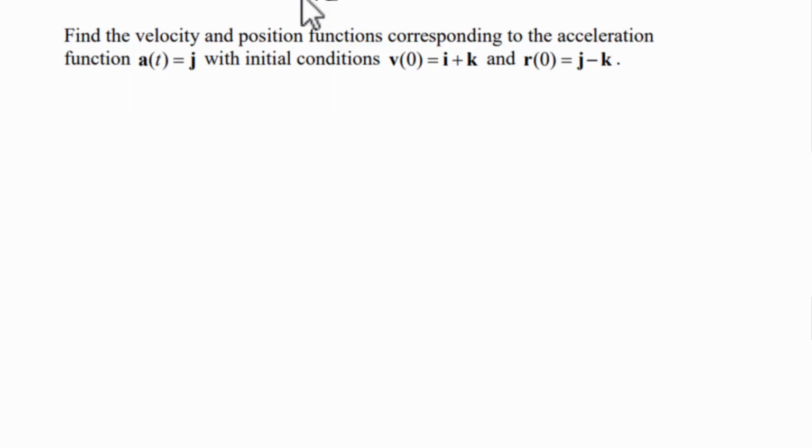So if you know that a of t is just equal to j, then what is v of t going to equal? The integral of that, right? So the integral of j, or 1j if you prefer, dt. So what do you get if you integrate that? You get, let me work across to save some room, t times j, and then what do you have to add in? Plus a constant vector c.